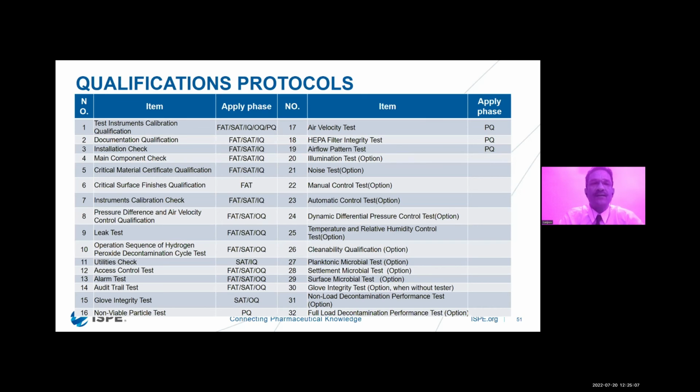So it is always better that once you have the machine installed at your premises, before you conduct the OQ, you conduct the complete calibration of the critical gauges and instruments on the machine, in order not to have wrong results during the operational phase. So, document qualification, FAT, SAT, IQ, installation check: it will be done during the FAT, SAT and IQ. Main component check, again, you do at the same time. Critical material certificate, critical surface finishes, you do at the time of FAT, then instrument calibration check, pressure differential, air velocity control, leak test.